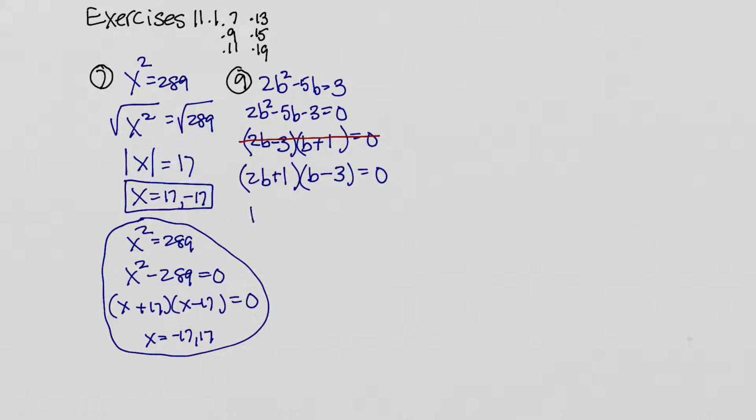And from here I can write my solutions as b is negative 1/2. Right, from here, remember, you change the sign of the constant and divide by the coefficient. And then positive 3 from over here.